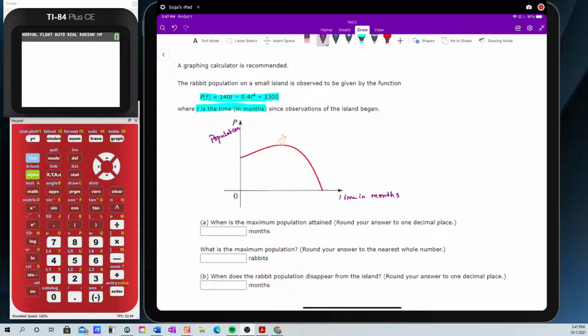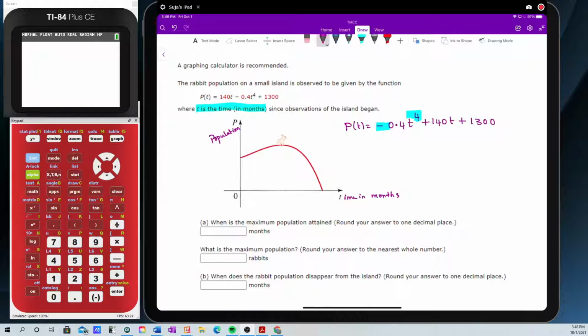Okay, so since they already gave you the function, the easy thing to do would be to take this and graph it. Now let me rewrite this function. So p of t is, since the leading term is t to the fourth, I'm going to write negative 0.4 t to the fourth first, and then plus 140t plus 1300. Now, yes, this is a polynomial and the degree is 4, so it's going to behave like my square function, and since I have a negative here, it's going to be facing down.